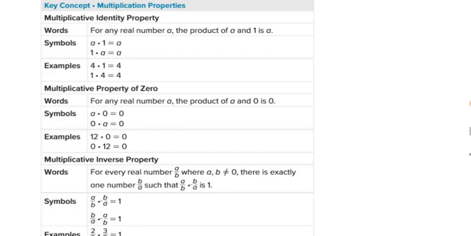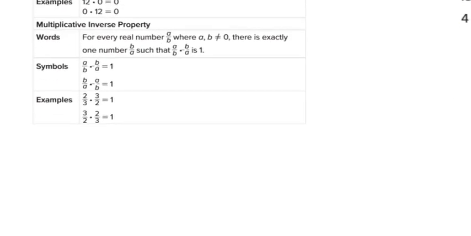So I'll show you an example when we get to there in the table. So multiplicative identity property. For any real number a, the product of a and 1 is a. For the multiplicative property of 0, for any real number a, the product of a and 0 is 0. So multiplicative inverse is mainly going to be when you have something that you can write as a fraction multiplied by that thing flipped. So they give a good example of actually using a fraction.